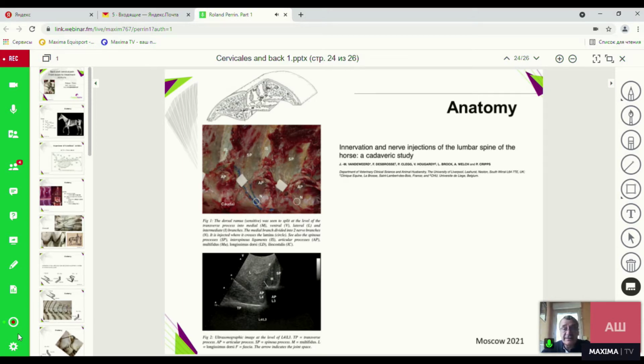This is the innervation of the ligament between the spinous process. So, in fact, it is important to understand that the ligament between the spinous process is very sensitive. It is a reason why this pathology is important in the horse, because you have a lot of sensibility on this ligament. And the worse this ligament is, the more sensibility you have.